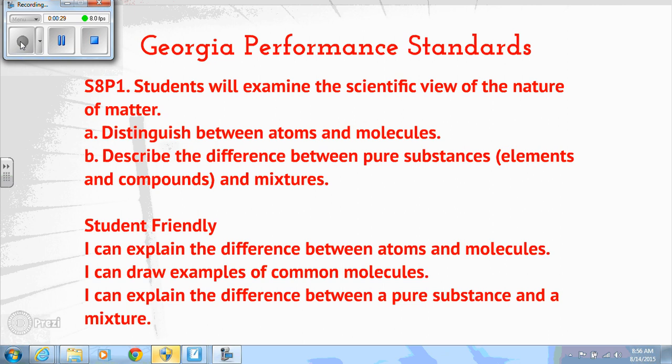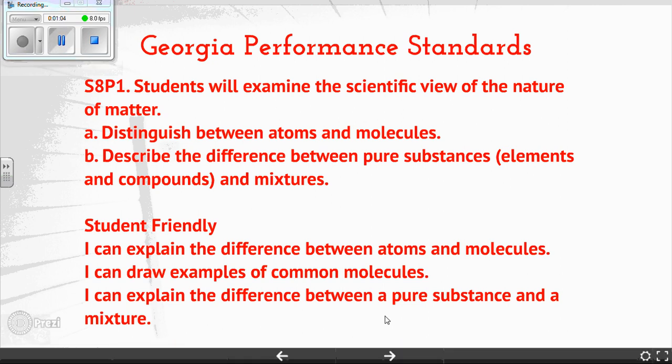The student-friendly standards that we will address in this video lesson are: I can explain the difference between atoms and molecules, I can draw examples of common molecules, and I can explain the difference between a pure substance and a mixture. So please make sure that by the end of this video lesson your notes will reflect all of the things that you have seen in this video lesson, and you will be able to go back and study those, and then you can meet the student-friendly standards at the bottom. Those are the things that you want to be able to do by the end of this video lesson, and having completed notes will help you accomplish that goal.